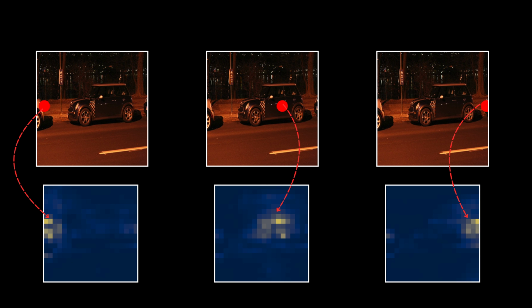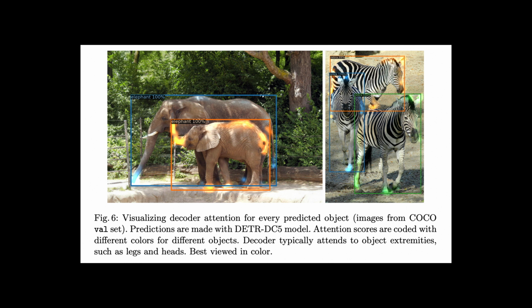When the same visualization is done on the decoder attention map, we see that rather than attending to the entirety of the object, the decoder during cross attention attends only to object boundaries. The authors hypothesize that since the encoder has already separated instances, focusing only on the extremities of the object is enough for the decoder to localize the object and predict the class.